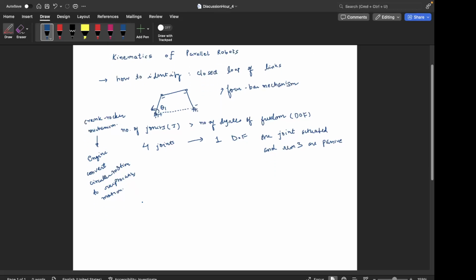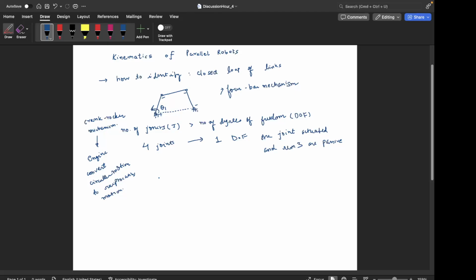So that was a quick example. The key thing to note is that in parallel robots, the number of degrees of freedom is less than the number of joints, as some of the joints are actuated and other joints are passive. Now, the direct or forward kinematics of parallel robots is not as trivial as for serial robots. We have to arrive at the same point from different loops.